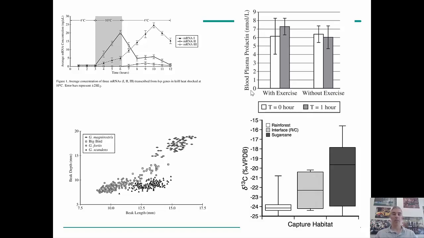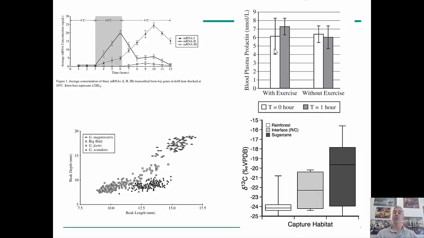This is a bar graph. Remember the independent variable here, the effect of exercise on blood prolactin levels. You can see there is absolutely no statistical difference between any of this stuff here because all of the error bars just overlap with each other. Remember, to determine statistical difference, we're determining are the error bars overlapping or are they not. If they're not, we can say they're different. If they are, they're not considered different.